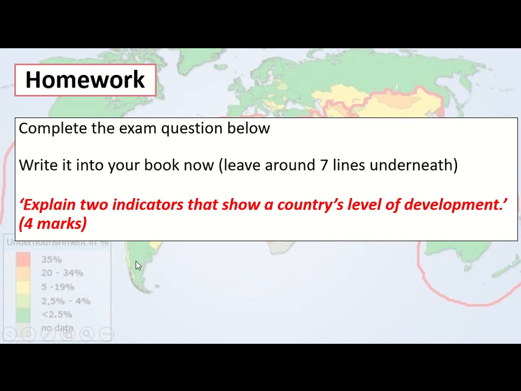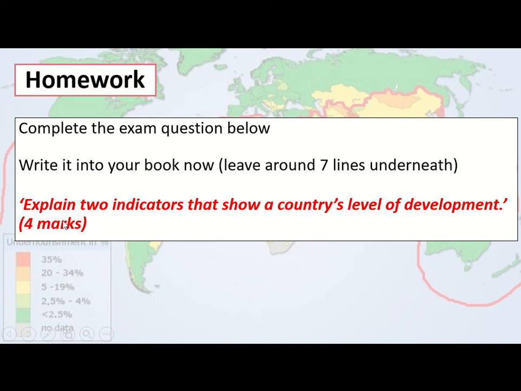Now I'm going to model one answer for you. You cannot use this one, so you're going to have to use 2 others, okay? I'm going to be a cheat and pick birth rate, because I know a lot of you are going to use birth rate. So birth rate, the number of people born per 1,000. That's what I'd start with. Okay, I've got to now explain how that shows a country's level of development. So a high birth rate suggests a country is less developed. That's 1 mark. Birth rate, number of babies born per 1,000. If it's high, it shows a country of less development. Tick. This is because it suggests there's less access to contraception. Tick, tick. There you go. That's my 2 marks for one of my indicators.